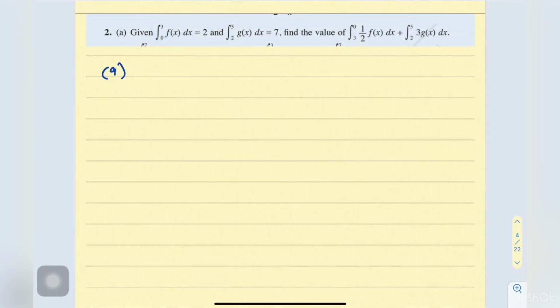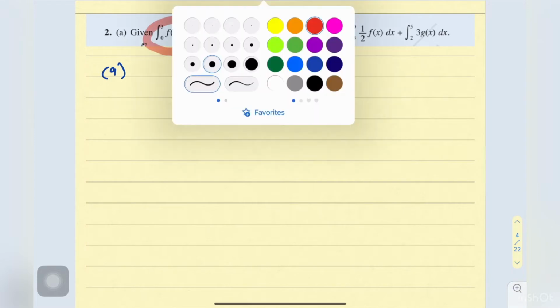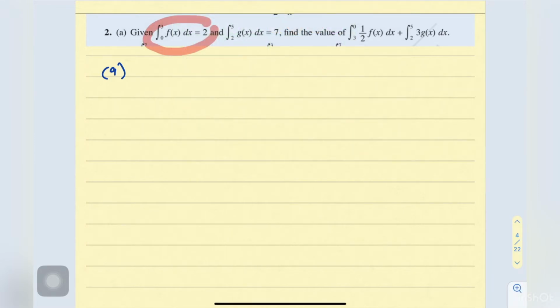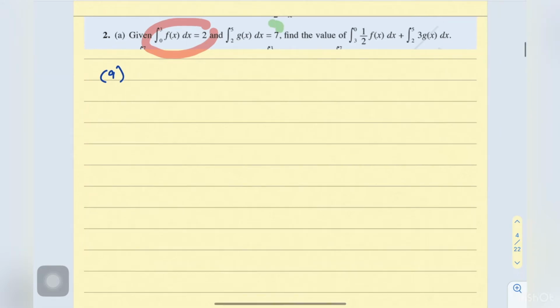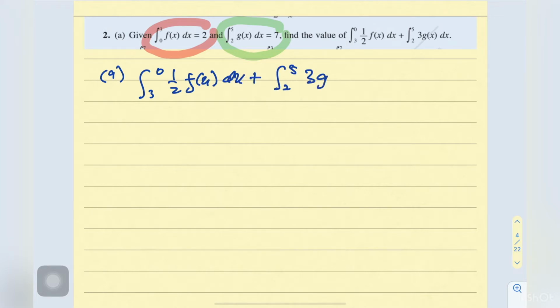Now for this one, given the value of integration from 0 to 3 of fx dx is 2. Okay, and another one, integration from 2 to 5 of gx dx is 7. Okay, so we need to find this one. Integrate from 3 to 0 of 1 over 2 fx dx plus integrate from 2 to 5 of 3 gx dx. Okay, so now for fx, we have 0, 3. Now we have 3, 0. So we can exchange the position, so it becomes negative.